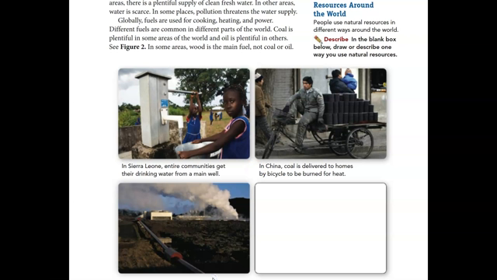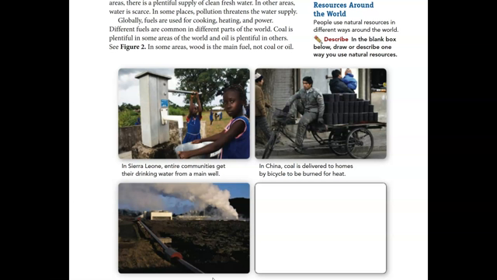So we've got people use natural resources in different ways around the world. In the blank box below, draw or describe one way you use natural resources. Okay, so let's check it. Our first picture says in Sierra Leone, entire communities get their drinking water from a main well. So everybody gets their drinking water from this giant well.